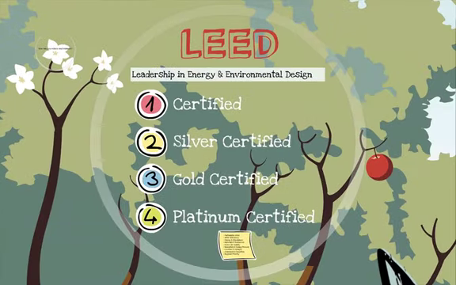Next, let's talk about how buildings can be evaluated for their sustainability. The USGBC is a nonprofit organization that represents the building industry, and they have created a system for evaluating the sustainability of a building called LEED, Leadership in Energy and Environmental Design. Now, there are 4 levels of LEED compliance. It begins with LEED certified, followed by Silver certified, Gold certified, and Platinum certified. To achieve a certification, buildings earn points in various categories.